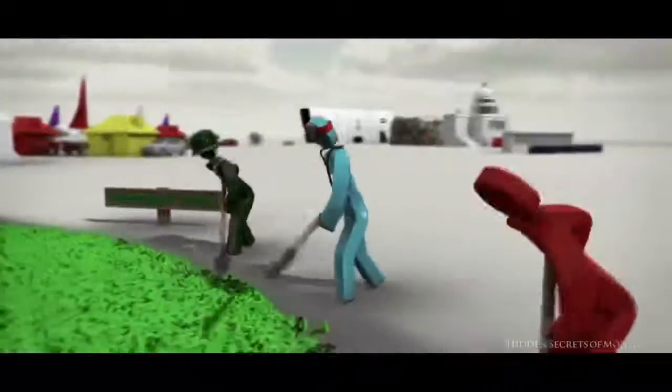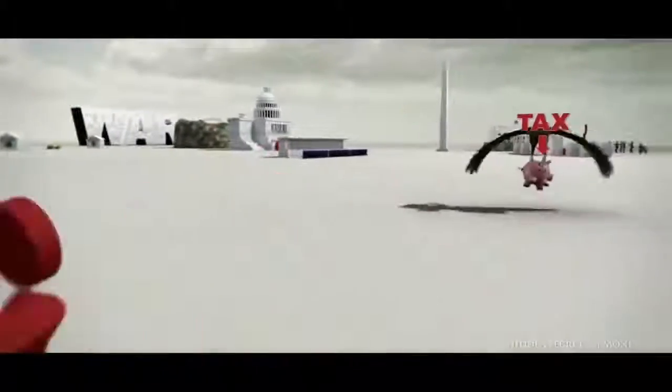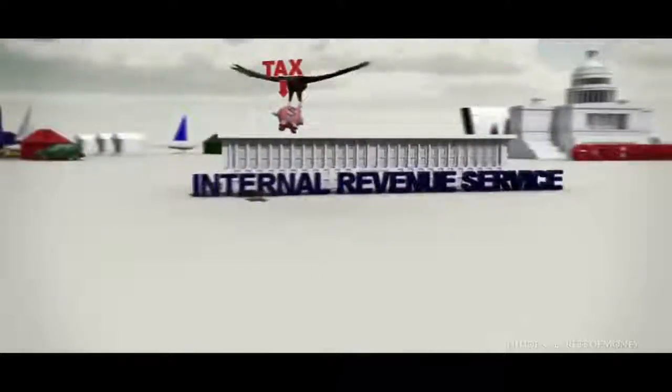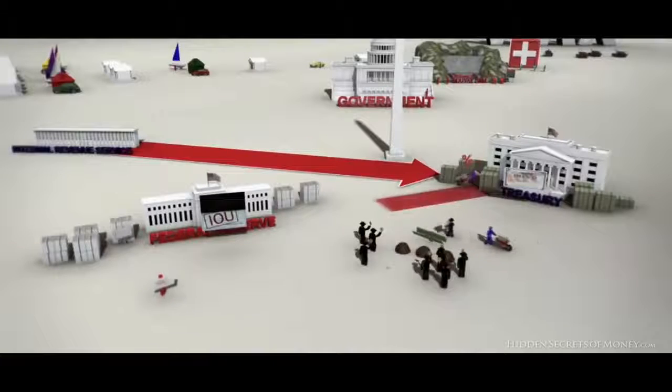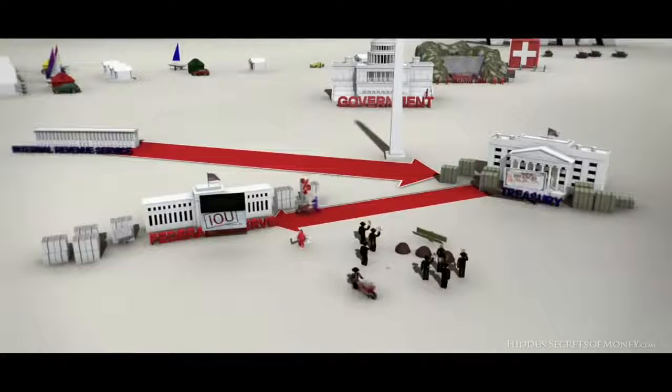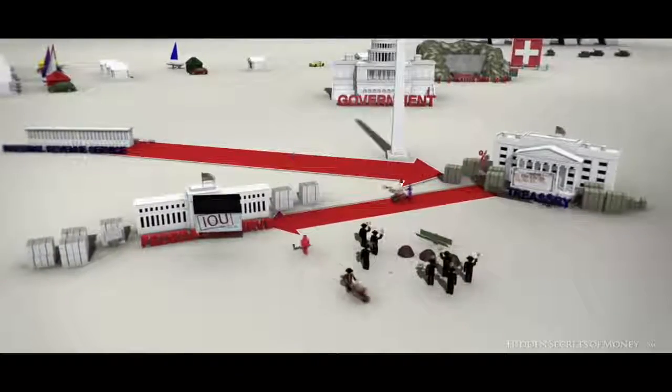We work hard so that we can save some of that currency, so that we can pay the tax collector. In the United States, it's known as the IRS. They then turn it over to the Treasury so that the Treasury can pay the principal plus interest on that bond that the Federal Reserve bought with a check drawn on an account that has nothing in it.